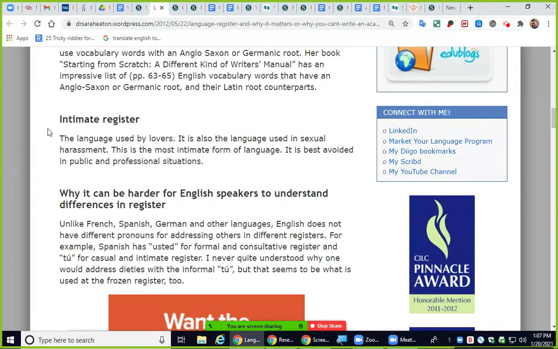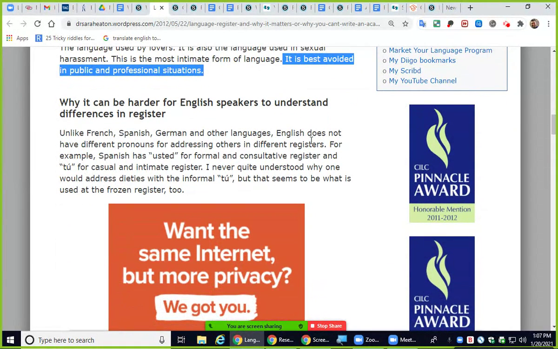Intimate register. No, that's who you talk to, the closest people to you, right? The things you say to them. And if you say some of those things to people who aren't that close to you, yeah, be careful. You might be called up on sexual harassment. So just be aware. Probably don't want to talk that way unless you really know that you're close and comfortable with that person. I thought this was interesting.